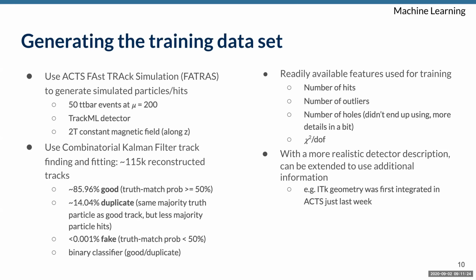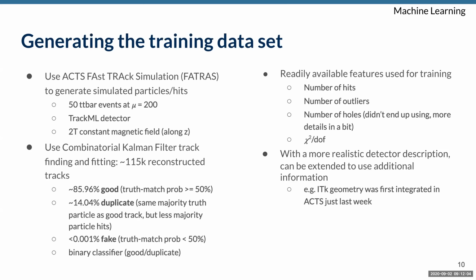Once we do this, we find that in our data set of around 115,000 reconstructed track candidates, about 86% correspond to what we would call good tracks, and the remaining 14% or so correspond to duplicate tracks. What we found is that our fake rate is actually quite small. It's less than about 0.01%. So what this means is we don't have enough fake tracks to be able to train a good network. So we decided to not use the fake tracks at all, and instead focus on doing a binary classification in which we train the network to distinguish a track as being either a good track or a duplicate track.